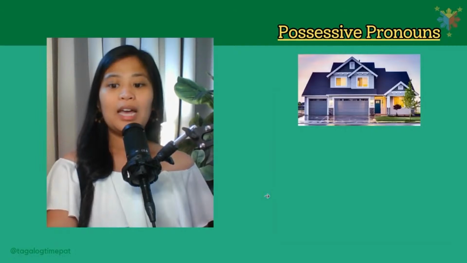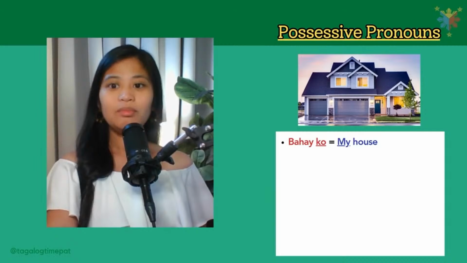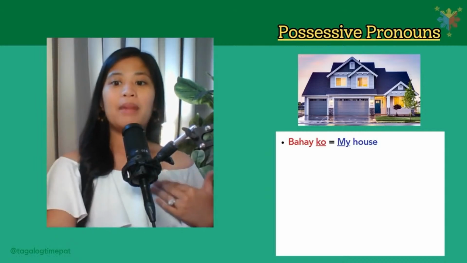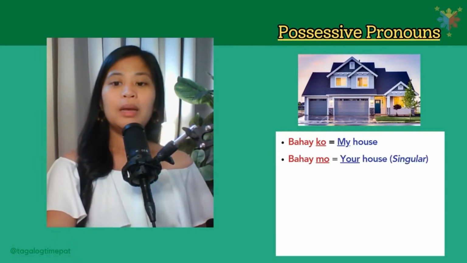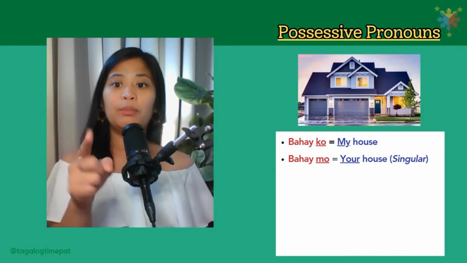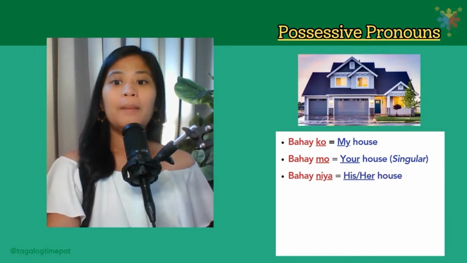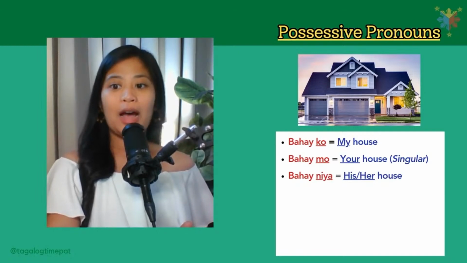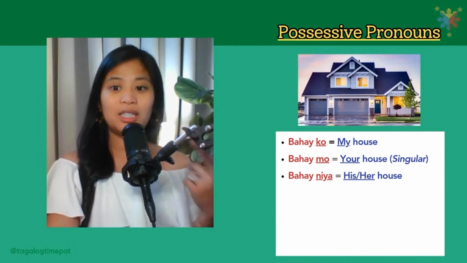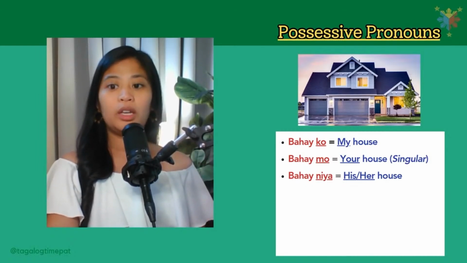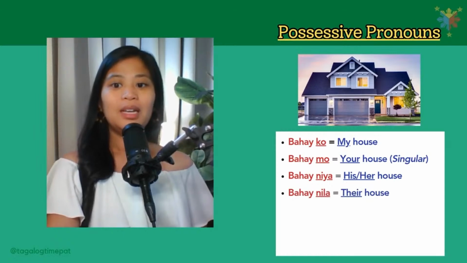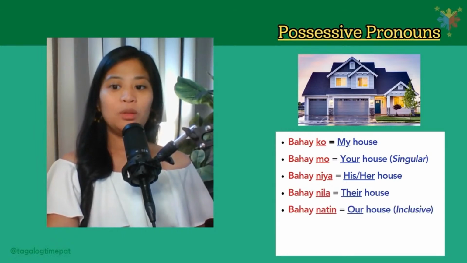So let's take a look at the noun house. In Tagalog, house is bahay. Bahay ko is my house. Bahay ko. Bahay mo is your house, singular. So that's just you, one person, your house. Bahay mo. Bahay niya, his or her house. So niya is gender neutral. You really have to focus on the context of the sentence to determine who someone is talking about. Bahay niya. Bahay nila, their house.